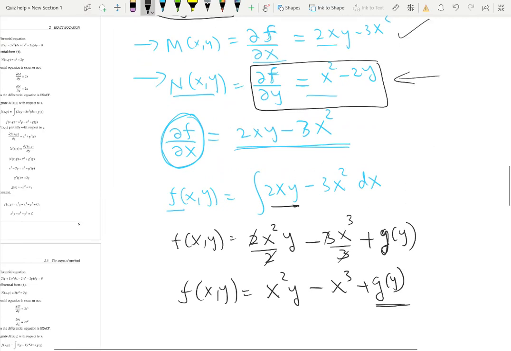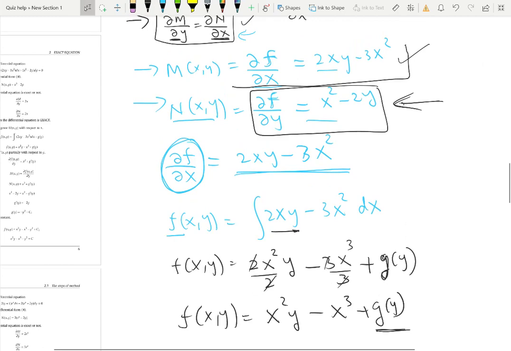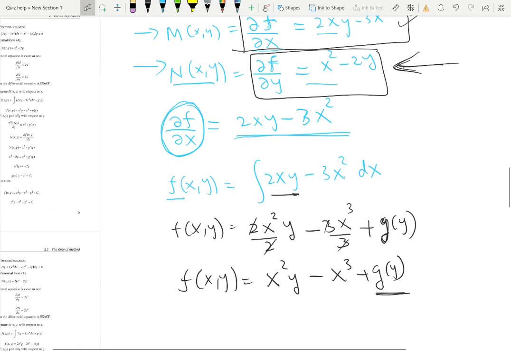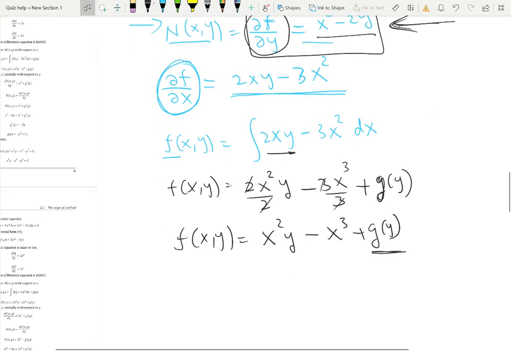According to the fact that you didn't use, you used the partial derivative of f with respect to x. You used that fact to integrate and find f. But you didn't use this fact. So you will always be using both facts. Doesn't matter which one you start with, you will be using the other one later. Because of the second fact, the partial derivative of f with respect to y is x square minus 2y. So we already know f. So let's differentiate f with respect to y.